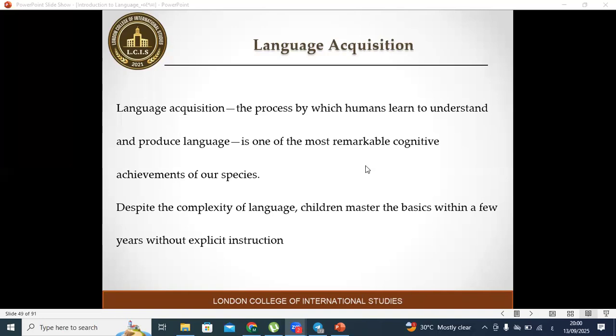Why can they speak? That's because of the ability that Allah created in them, that they can understand and master the basics within a few years without explicit instruction. We don't tell them that you have to say the word this way. They acquire, they listen, they hear the words from us, and they repeat them in their own ways until they master the language.